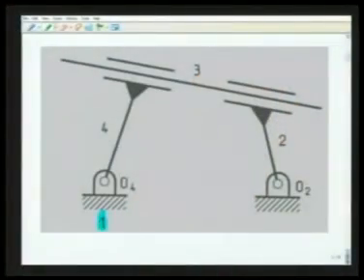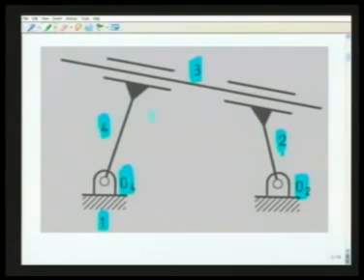As an example of a redundant degree of freedom, let us look at this 4-link mechanism where we have link number 1, which is the fixed link, and link number 2, which is connected to link number 1 through this revolute pair at O2. There is link number 4, which is connected to link number 1 through this revolute pair at O4. And link number 3 has two prismatic pairs connecting it to link number 2 and link number 4.